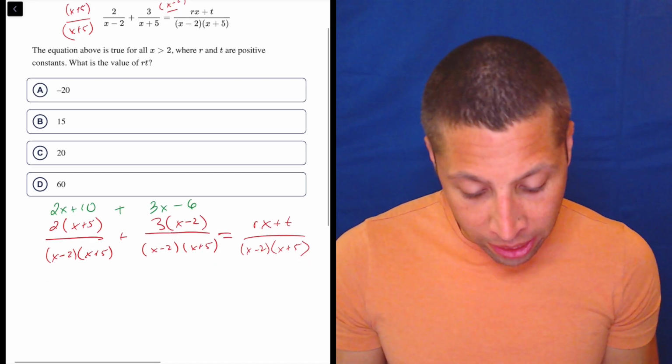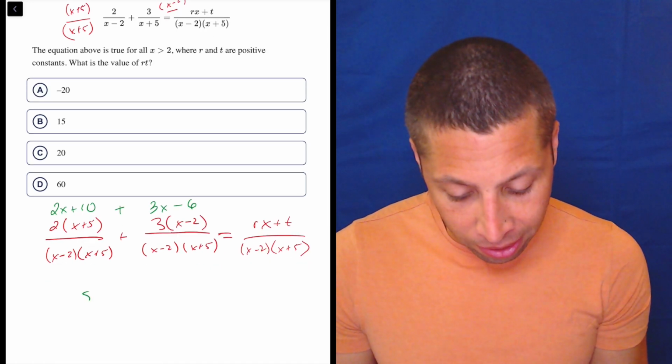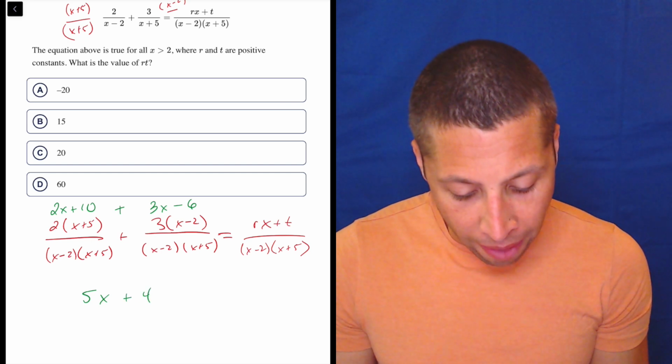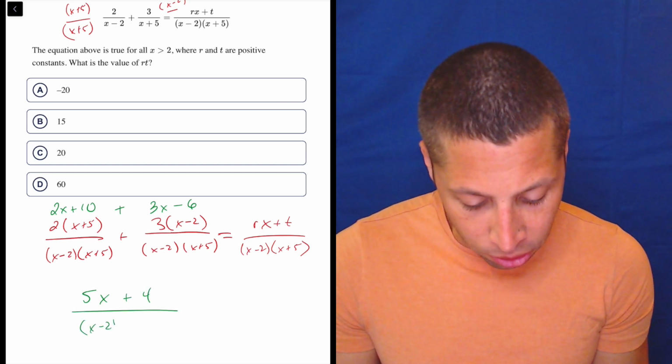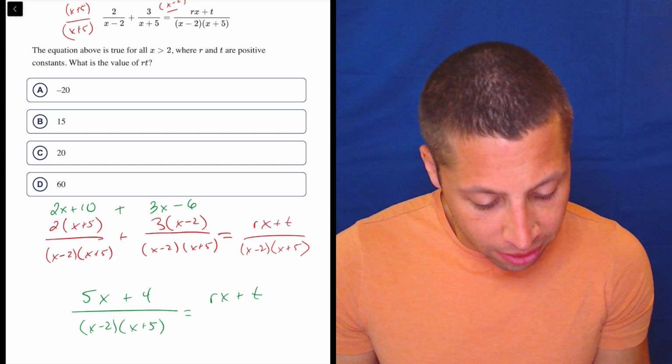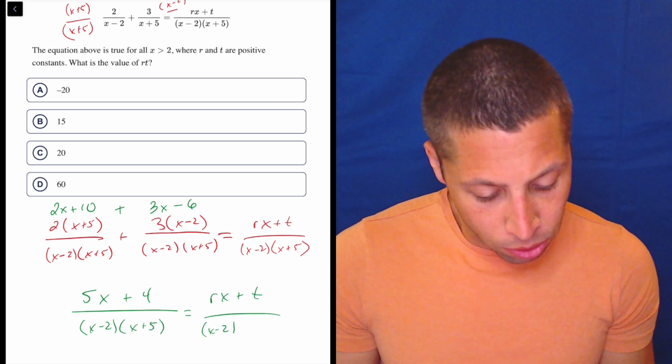So what do we get? We would get the 2 and the 3. We're going to combine, so that's 5x. And then 10 and negative 6 is plus 4. And that's technically over x minus 2 times x plus 5, and that is equal to rx plus t over x minus 2 times x plus 5.